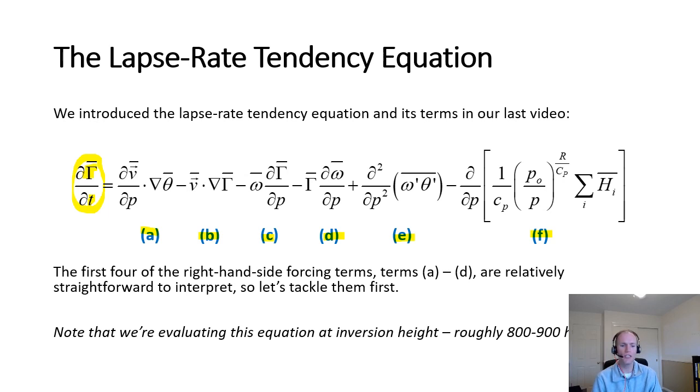As we do so, keep in mind that we're evaluating this equation at inversion height, roughly 800 to 900 hectopascals, where we have the inversion, not at some location way high in the troposphere, not right at the surface, but rather near to where we actually see the inversion being found.